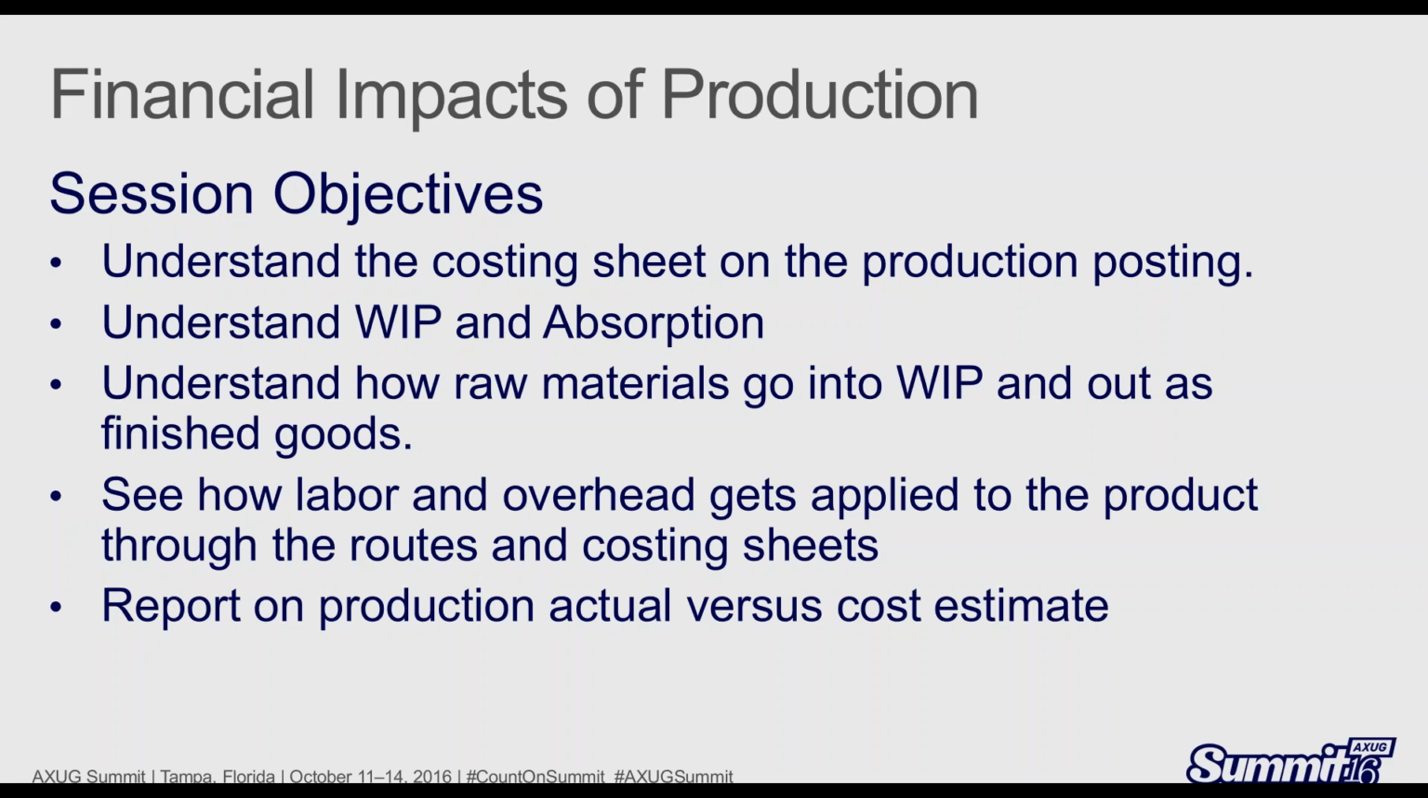All right, so today the session objectives are going to be understanding the costing sheet on the production posting, understanding work in process, WIP, and absorption, understanding how raw materials go into WIP and out as finished goods, see how the labor and overhead gets applied to the product through the routes and the costing sheets, and then also reports on production, actual versus estimate costing, and some variance reporting.